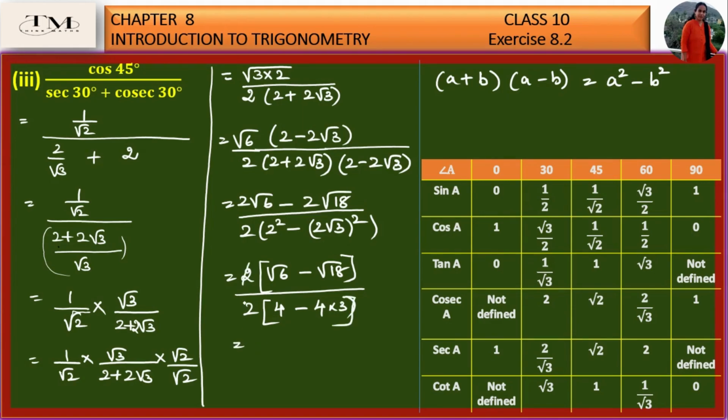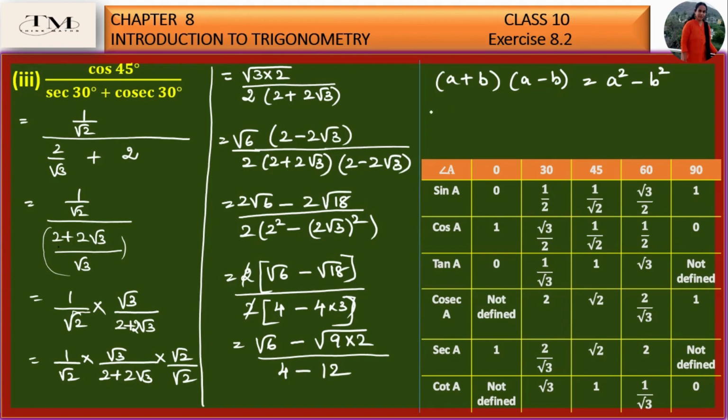Now these 2's get cancelled. So remaining we will have root 6 minus root 18, which can be written as 9 into 2. So this root 9 will become 3. So square root of 9 is 3. So we can write 18 as 9 into 2. So divided by 4 minus 4 into 3 is 12.